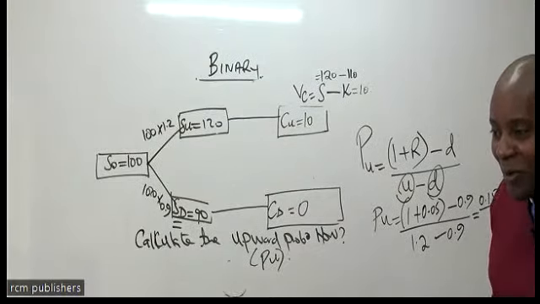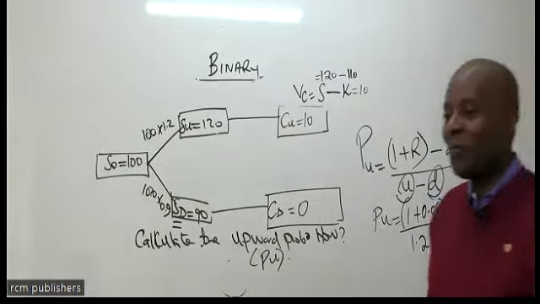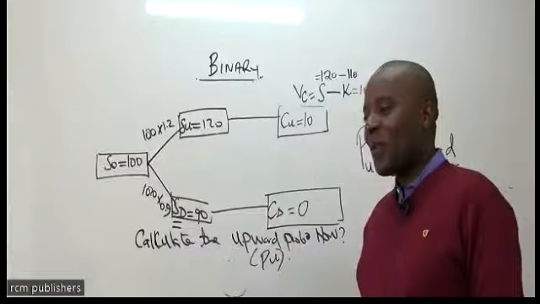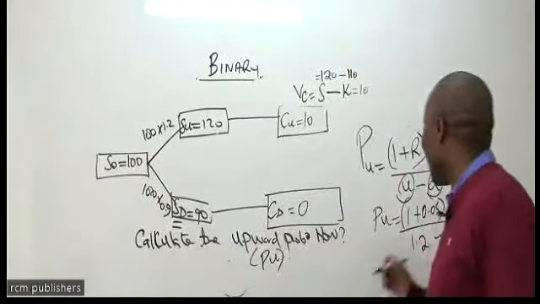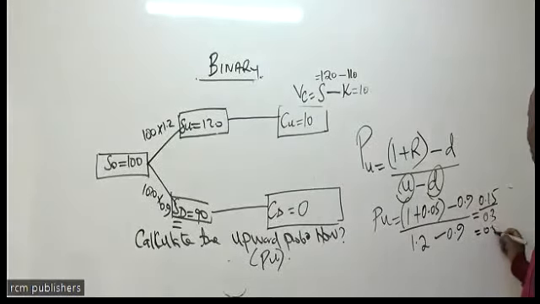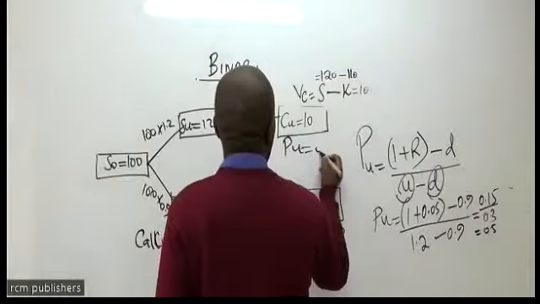0.3. Thank you so much. So 0.15 divided by 0.3, how much do you get, somebody? The final answer is 0.5. Thank you so much. This is 0.5. So it means that here the probability of up is 0.5.